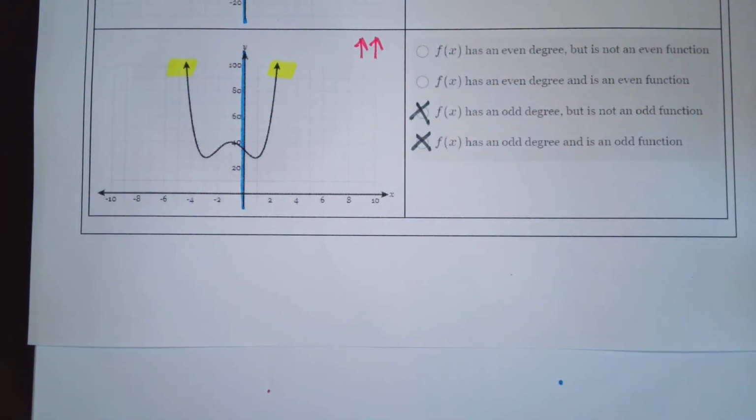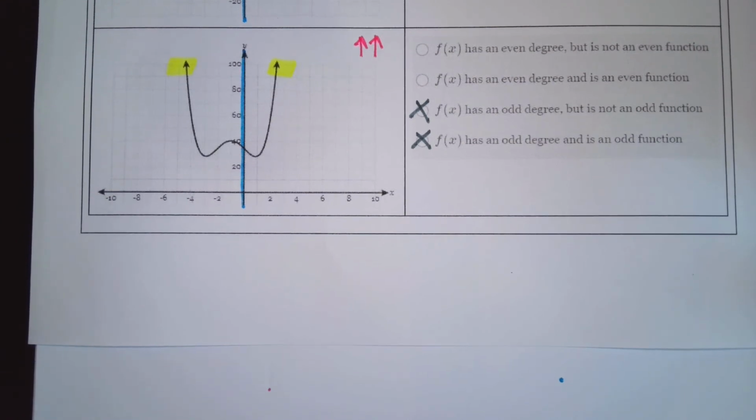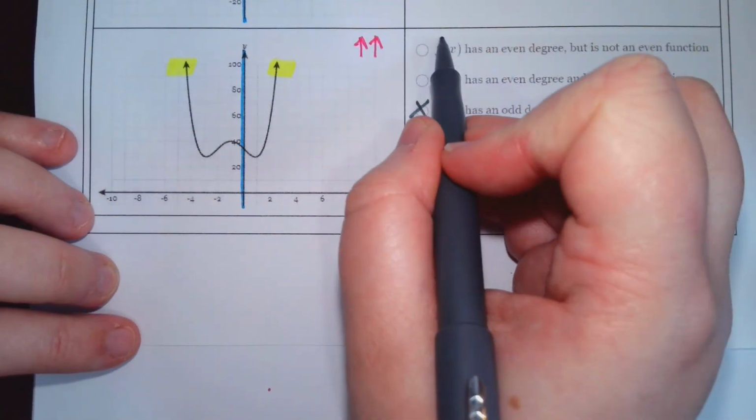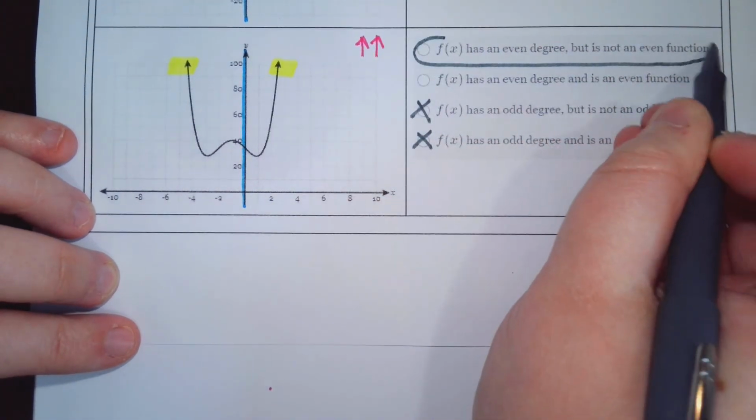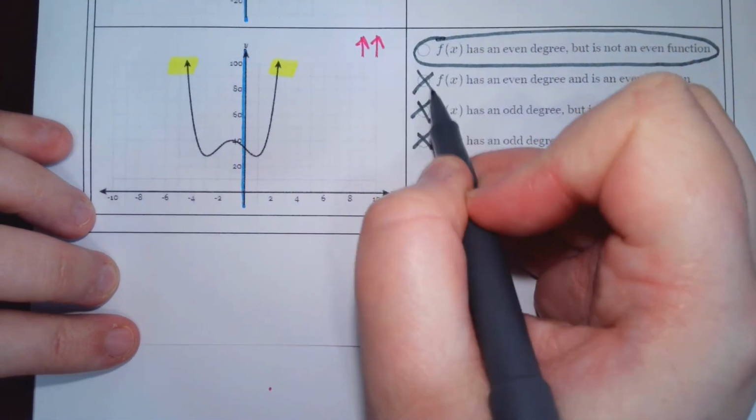Now, as you can see from this one, if we were to fold our graph along the y-axis, they would not line up. It would not be symmetrical. So even though this is an even degree, it is not an even function.